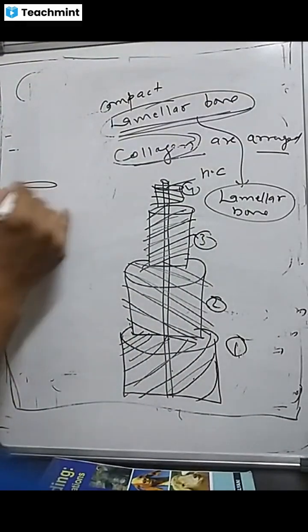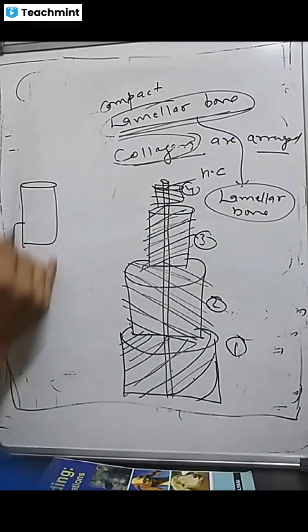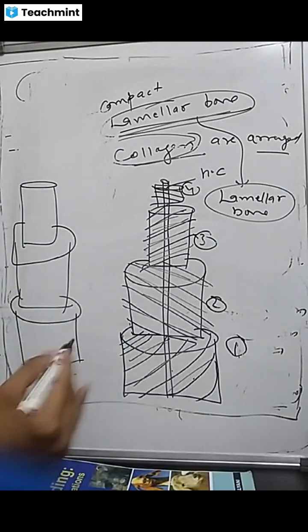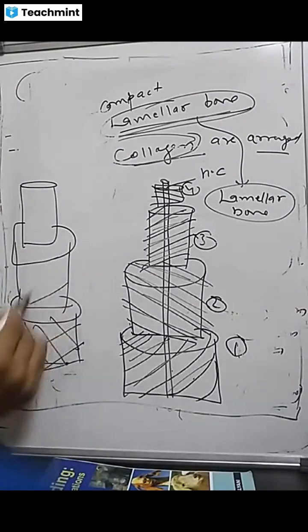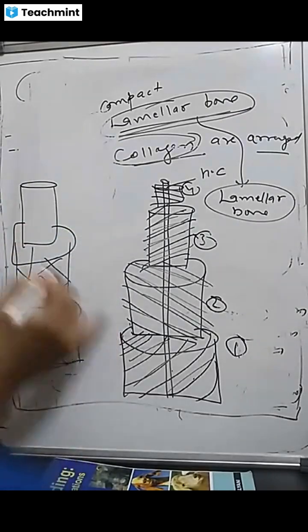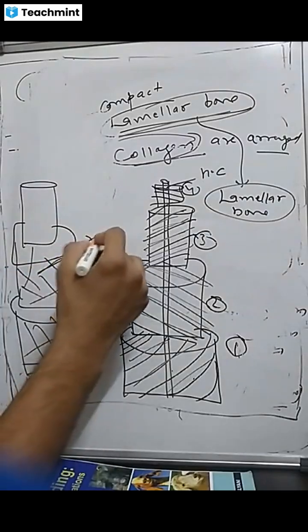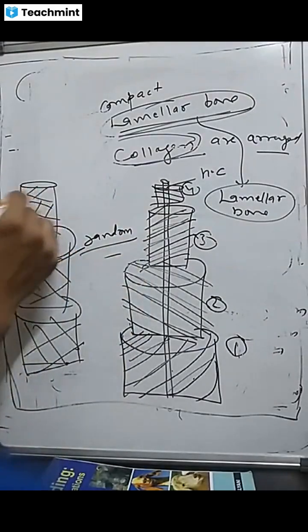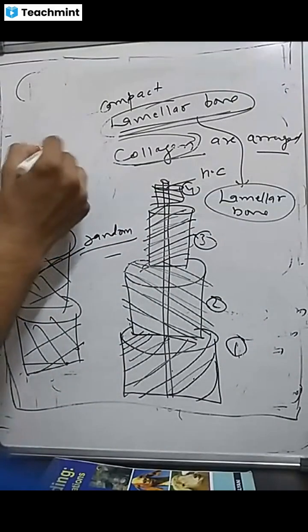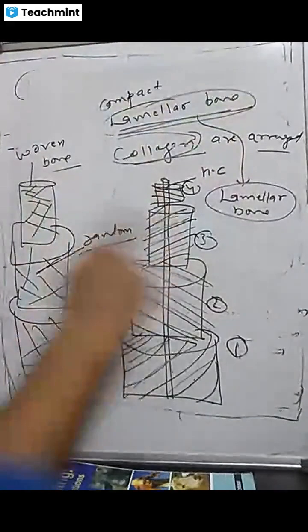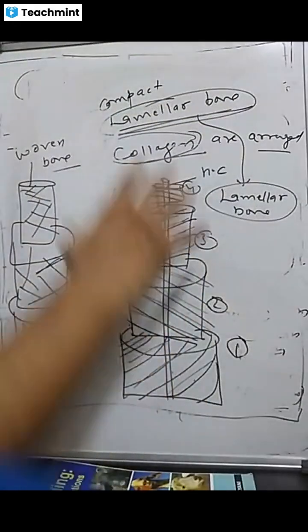Instead of this, if I draw a lamella of a woven bone, then it may be like this. Even in one lamella, the fibers are oriented randomly. Some fibers like this, some fibers like this. That is known as woven bone. So this is the difference, how these are oriented.